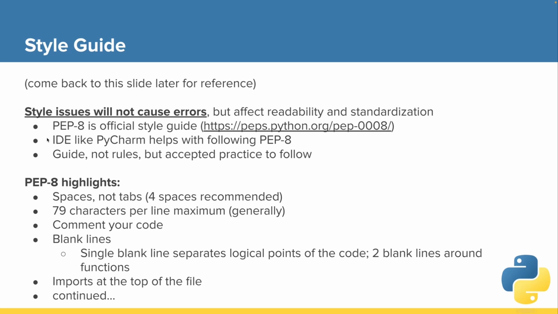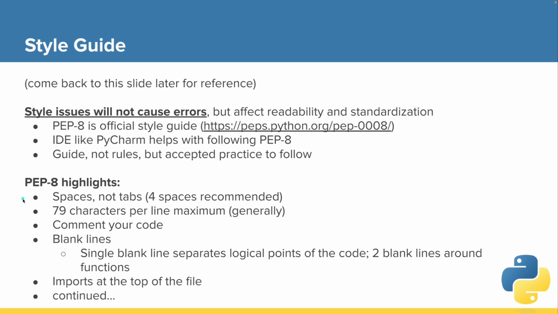One thing that really helps with learning PEP 8 and the style that should be followed for Python is using an IDE and a development environment like PyCharm, which we'll get into later in the course, because it highlights your code to help you follow PEP 8. So that's one advantage of using an IDE. And their guide, this is a guide, not rules, but it's accepted practice to follow. I'm going to share a few of the major highlights, in my opinion, of PEP 8 that are worth remembering, but don't worry about remembering all these right now. Come back to this later for reference, and with repetition, it will stick.